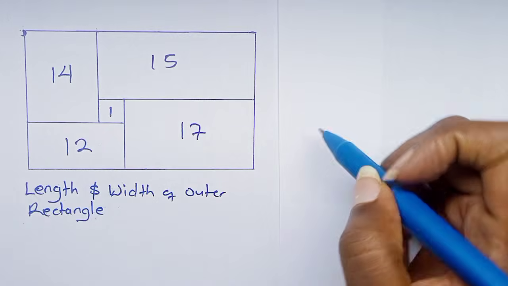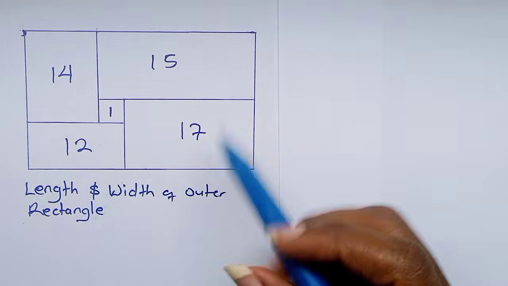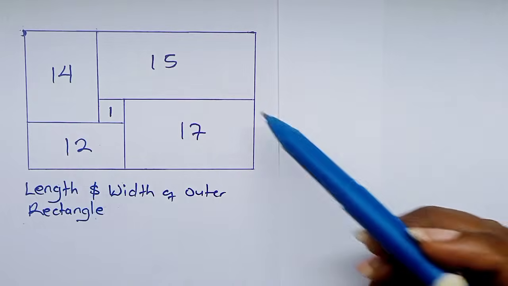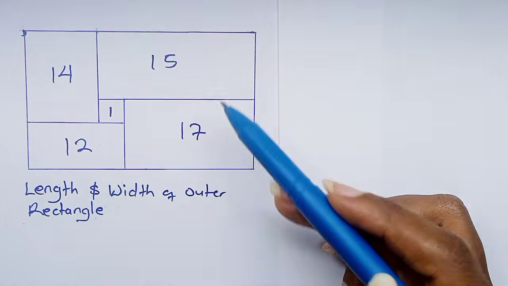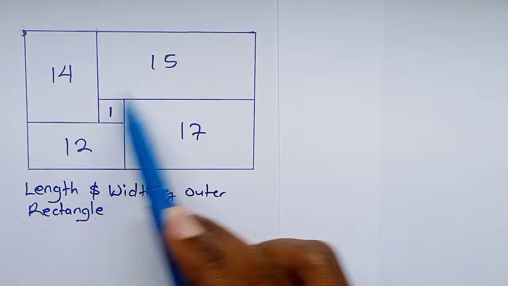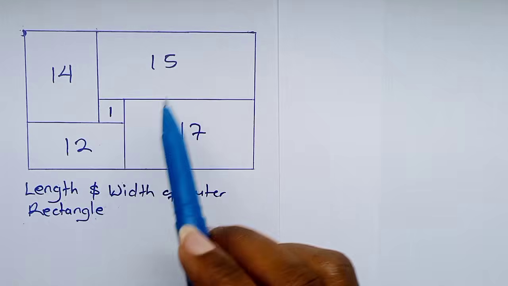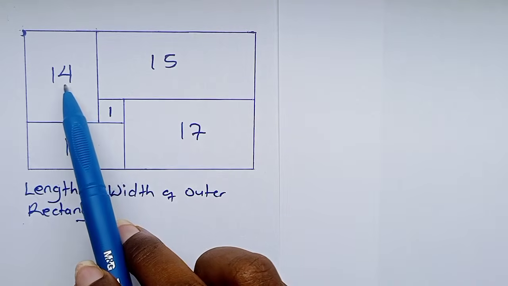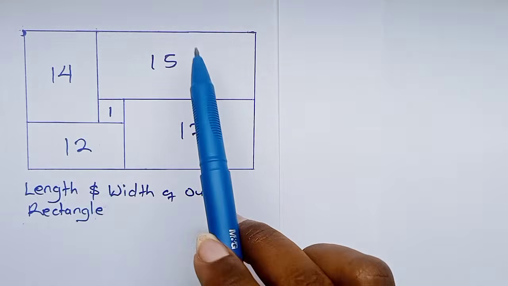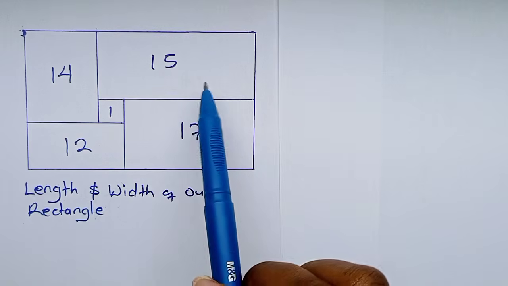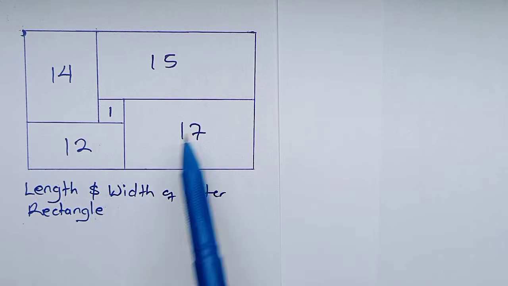In this video, we are required to find the length and width of the outer rectangle. So we have a rectangle, and within the rectangle, there are different rectangles and one square. So this rectangle has an area of 14, while this one has an area of 15. This one has an area of 17.